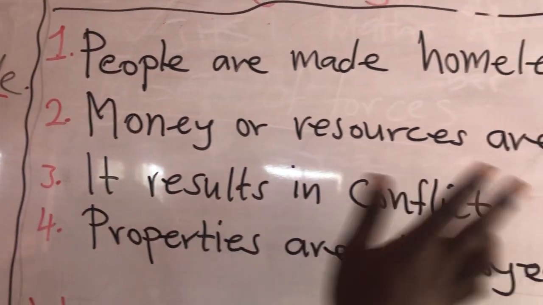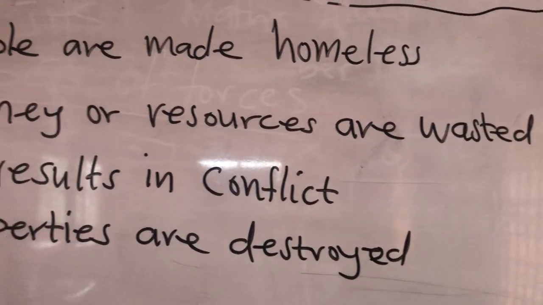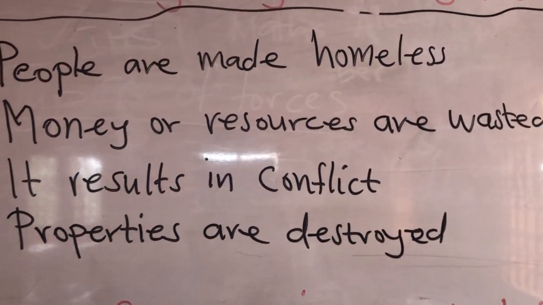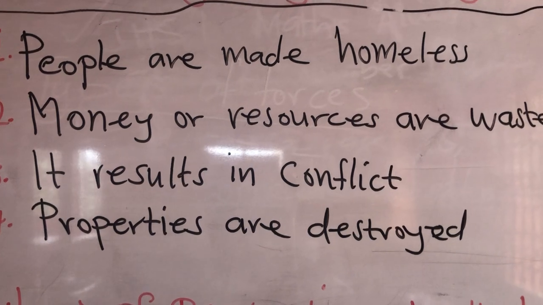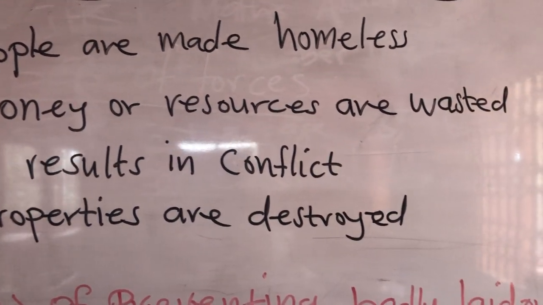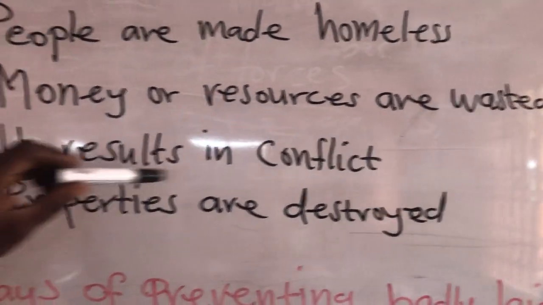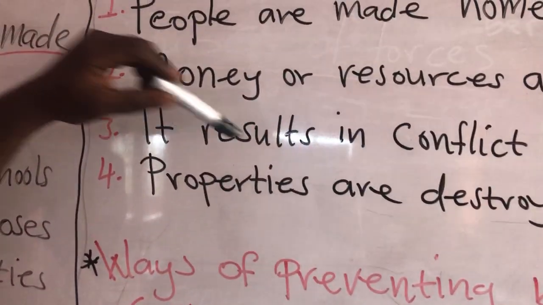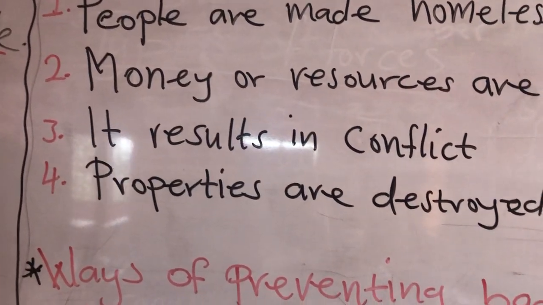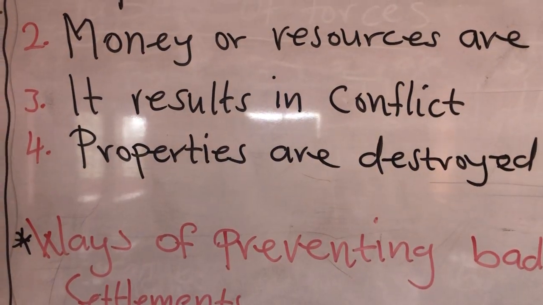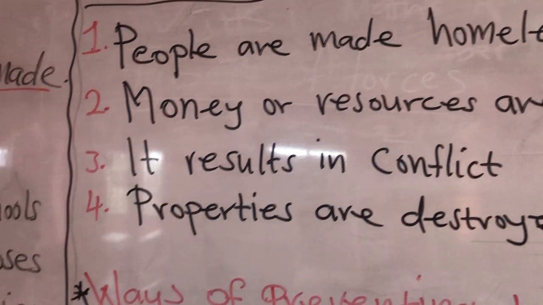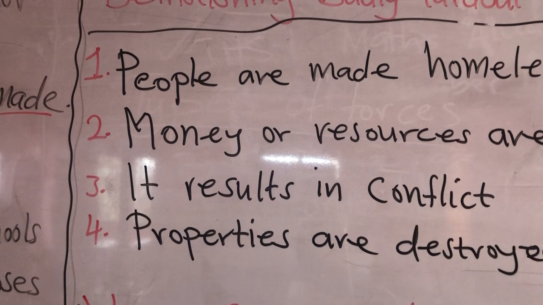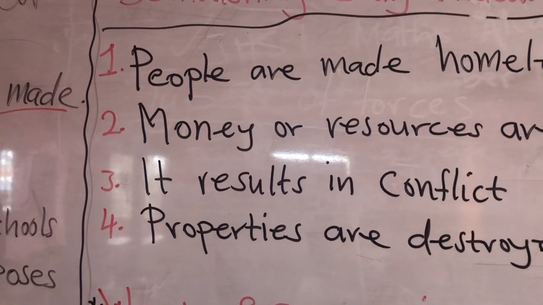Money or resources are wasted. People use money and other resources to put up structures and buildings, and what happens is that they are all demolished at once. All the resources they spent go to waste. Now, it also results in conflict. Why is it resulting in conflict? Because they've spent a lot of money to put up a building, and all of a sudden you say that the place is not well laid out, so you're coming to break it down. The people will not just stand there and allow you to break their structures. So it will end up with a fight with authorities.